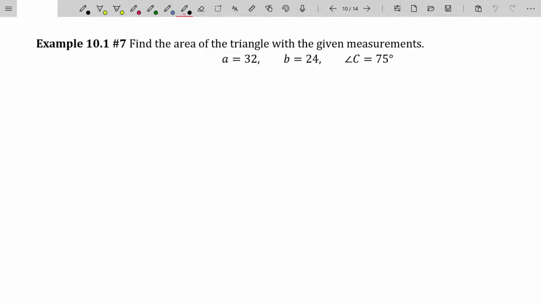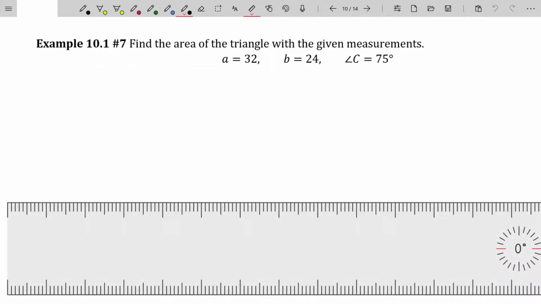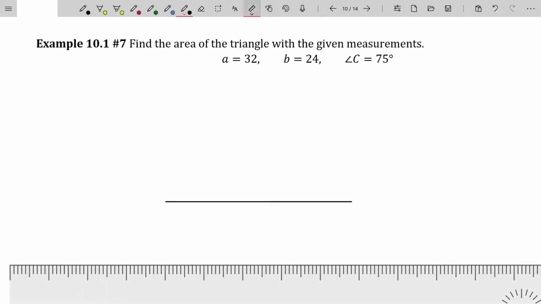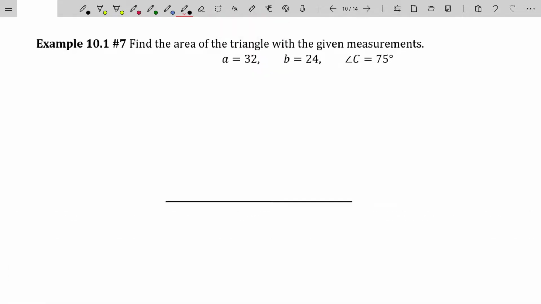If you don't draw this, remember I kind of have a habit of not drawing triangles. If you don't draw this, you might risk misinterpreting what angle goes where. So I'm going to quickly sketch out a triangle. I don't really need to use a ruler actually. So I'll say that this is angle C, and it was a 75 degree angle. So something like this, 75 degrees.